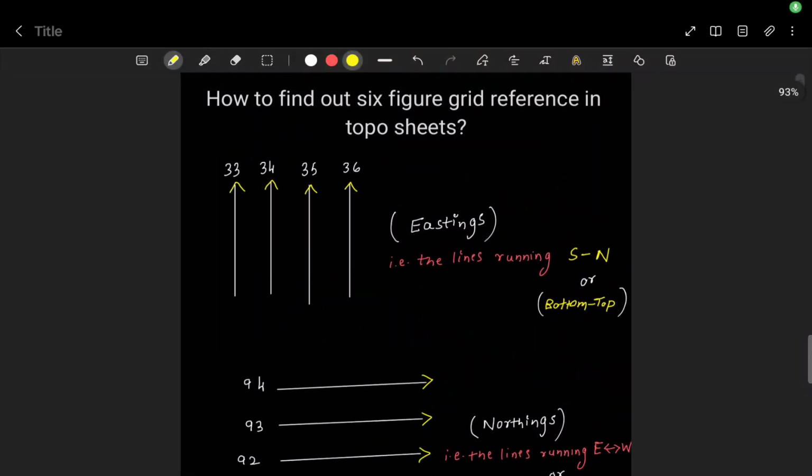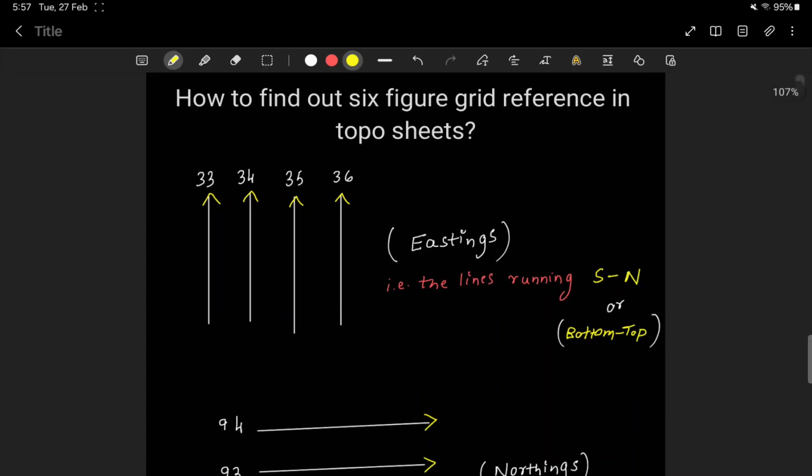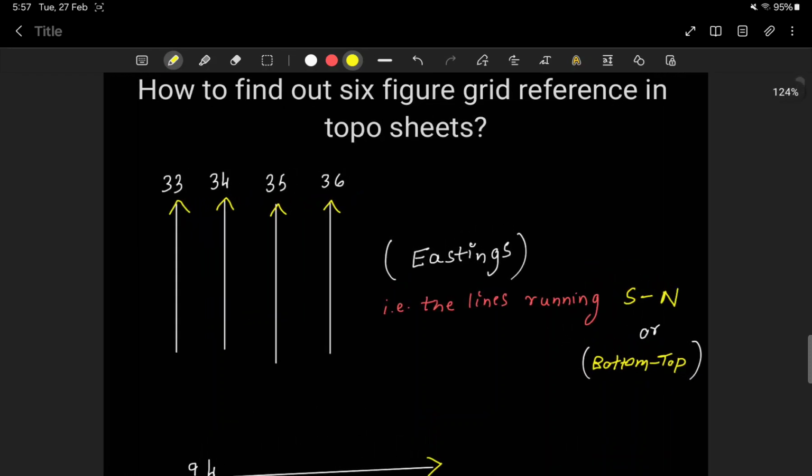In this video, I'm going to tell you how to find out the six-figure grid reference in topo sheets. Before starting, let us go through the basics first: what exactly is a grid? A grid is a set of two parallel lines.